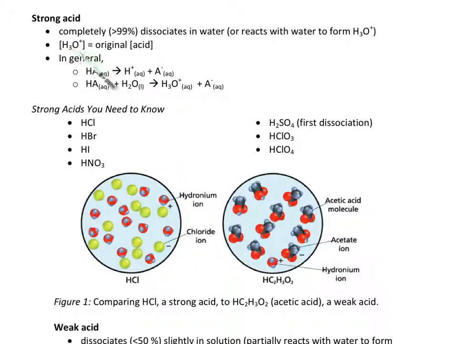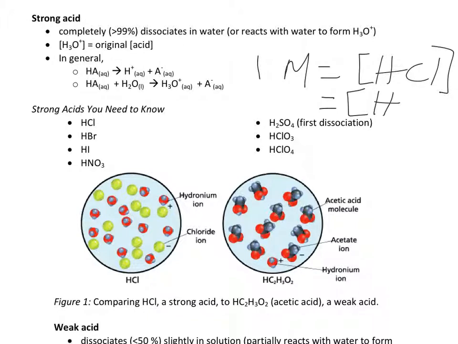Because of that, we can say that the concentration of H+ is equal to the concentration of the original acid. So if you had a 1 mole per liter solution of hydrochloric acid, then that would be equal to both the concentration of Cl- and the concentration of H+ in your final solution, because that HCl would have completely dissociated.